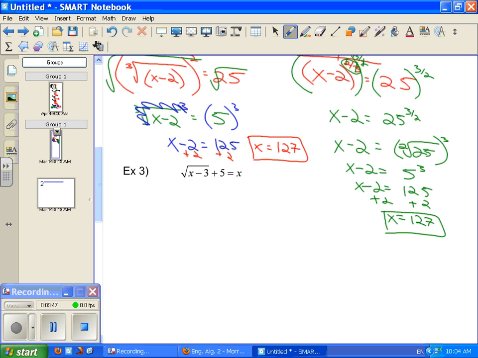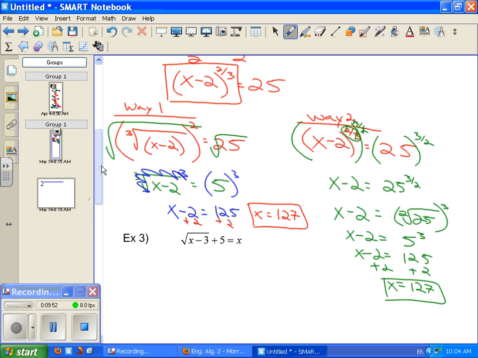Doesn't really matter which way you go at it. So you have that option. So if you just want to get rid of that exponent right away, you can raise this whole side to the reciprocal power, and then it'll simplify out the same way. You'll get the same answer. Up to you.